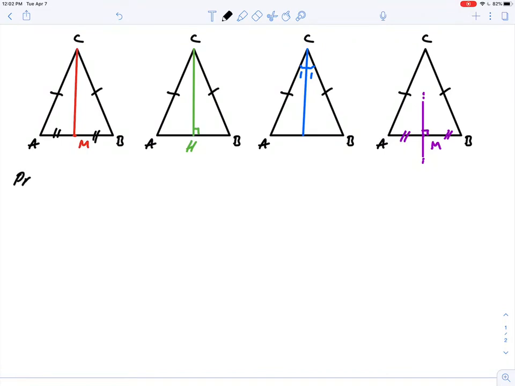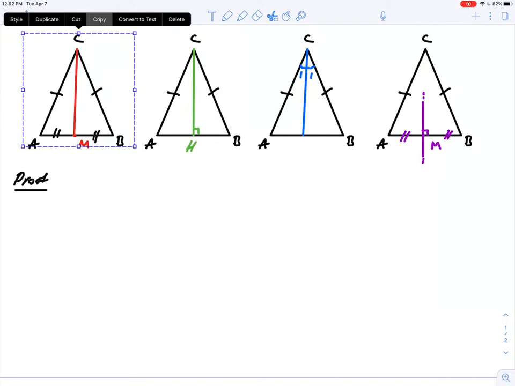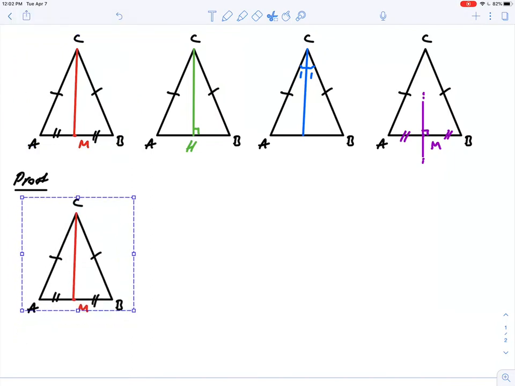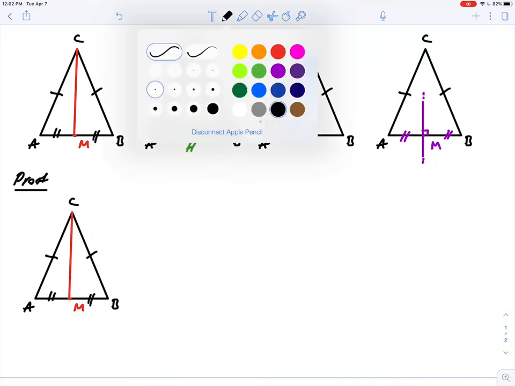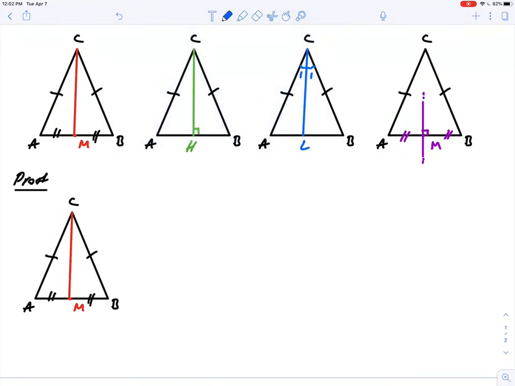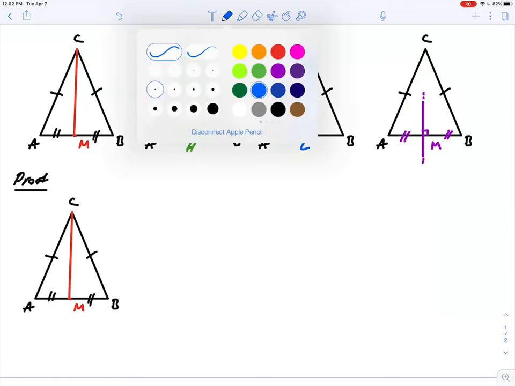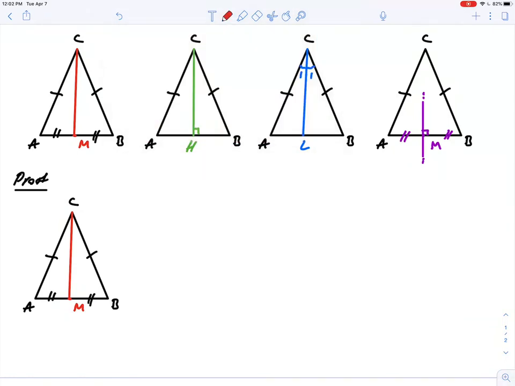So proof. Let's start with this guy. All right, so if I want to show this matches up with things like the altitude or the angle bisector, I need to kind of work stuff out about angles. Okay, so let's label some angles in this picture. So let's have this as 1, this is 2, let's have this as 3, and this is 4.